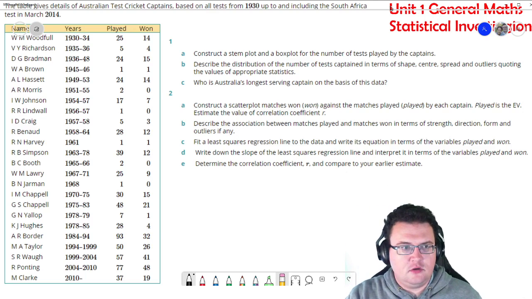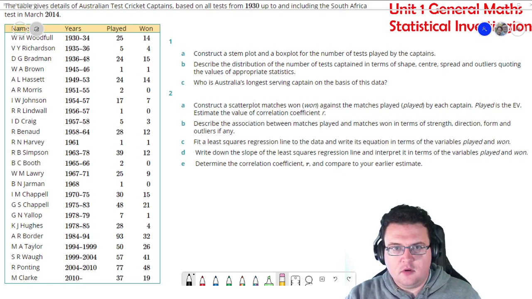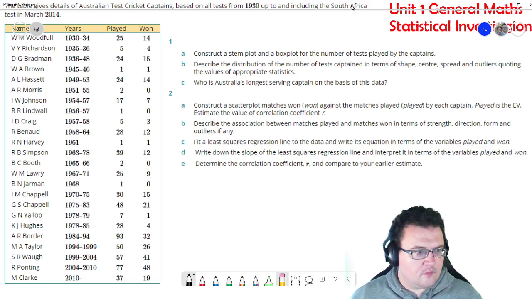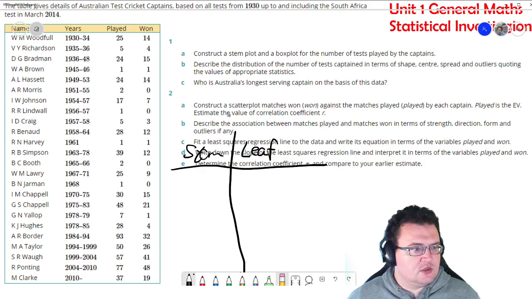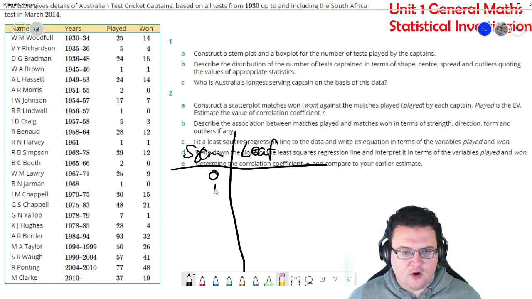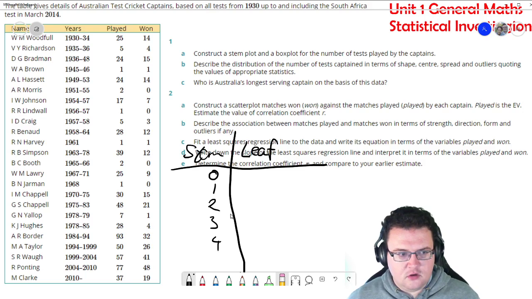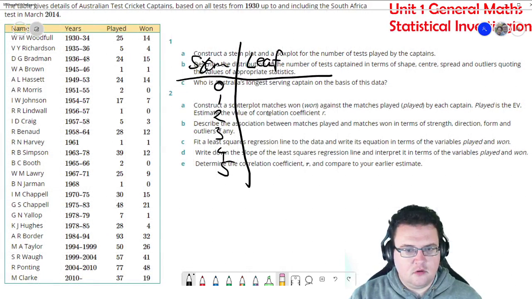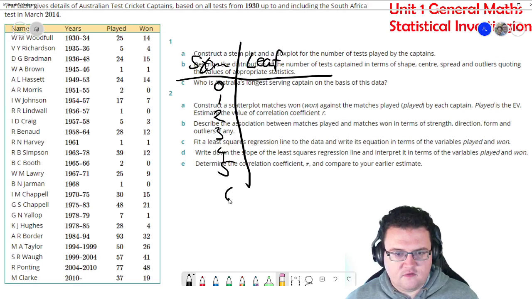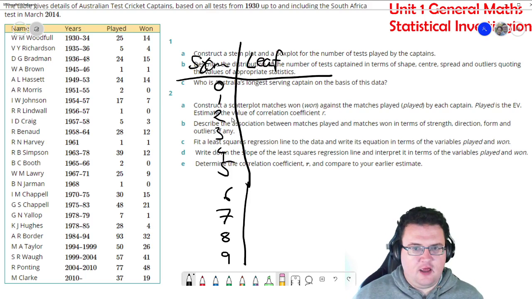What we are looking for is we need to draw a stem and leaf plot. So, stem, leaf, down the side. So we'll have 0, 1, 2, 3, 4, 5, 6, 7, 8, 9, and we'll look at our data here.